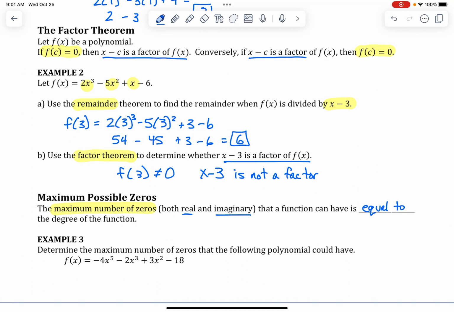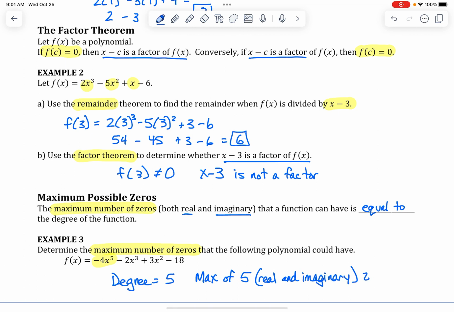Pretty straightforward idea. So in this last example, what is the maximum number of zeros that can exist for this polynomial? Well, the degree is 5, so since the degree is 5, there are a maximum of 5 possible zeros, real and imaginary. And we'll talk about the imaginary ones next class. But that's the idea of that application.